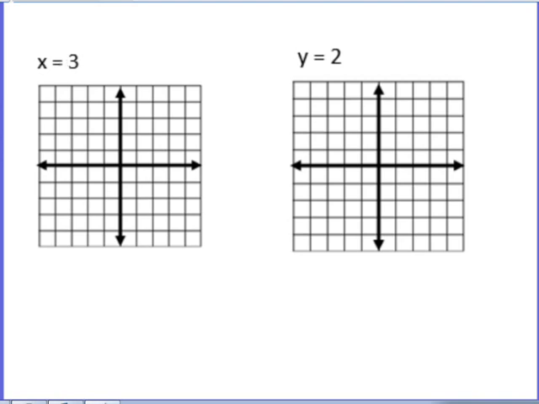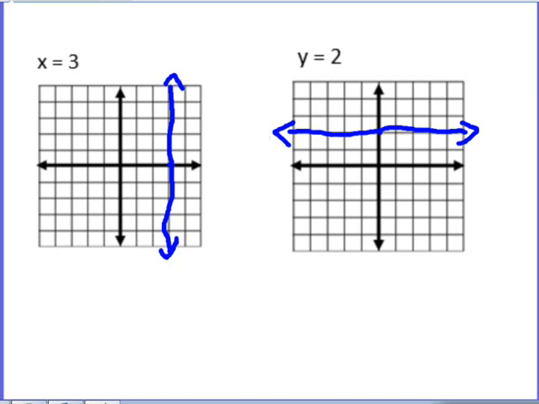So x equals 3, I know that's going to be a vertical line, so straight up and down, and it's at 3. So if I go to 3 on the x-axis, it's a straight up and down vertical line that goes through x equals 3. Alright, same thing for a horizontal line. If it's y equals 2, I know it's straight across, and it's y, so I'm going to 2 on the y-axis this time, and I'm drawing a straight across line that goes right through that point.